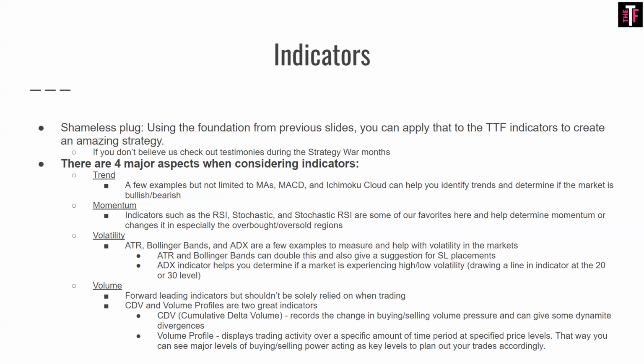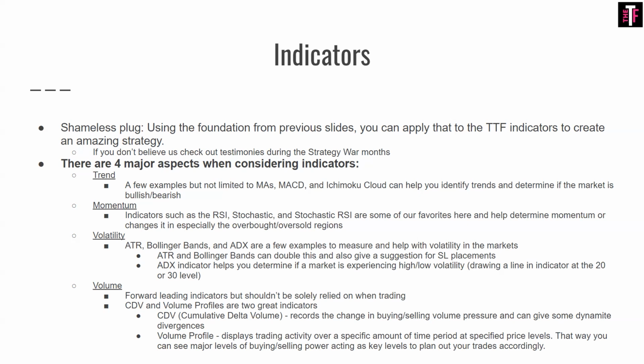So continuing on that note, it's not limited to, but the major sections and aspects that you want to consider with indicators are covering trend. We've gone over moving averages, MACD, and the Ichimoku clouds, which can help you identify trends and determine if the market is bullish or bearish. Also, you want to find momentum. The RSI and Stochastic RSI not only give momentum, but they can also give trend as well, so it's kind of dual purpose in that sense.